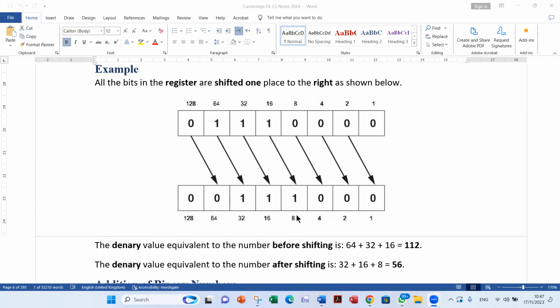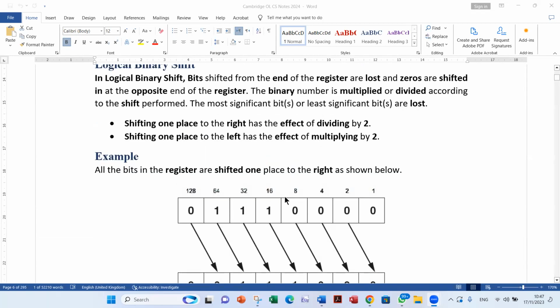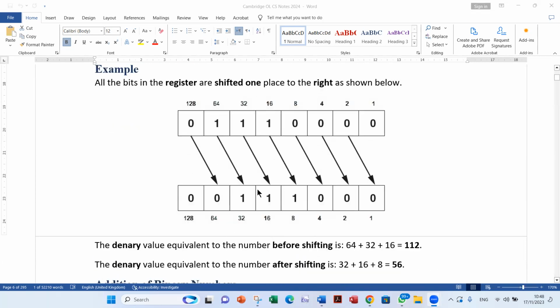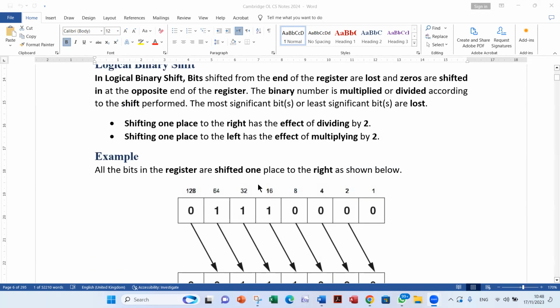We can also assume that shifting to the left is doubling. Please read this, because this is what I should have been teaching, but you just discovered it. Shifting one place to the right has the effect of dividing by 2. Shifting one place to the left has the effect of multiplying by 2. So also you have to study shifting.